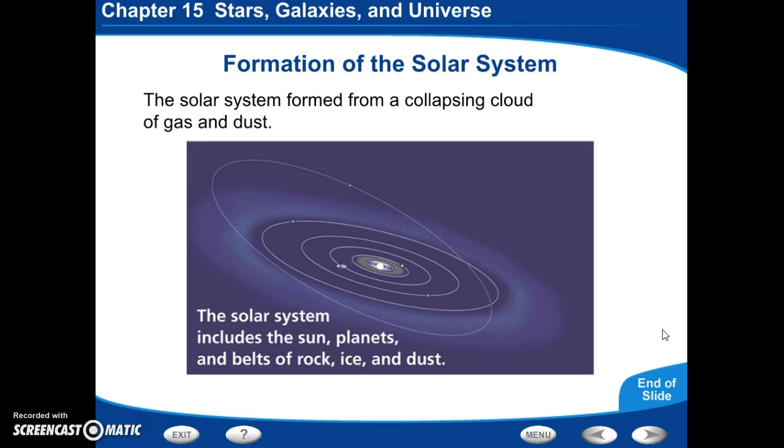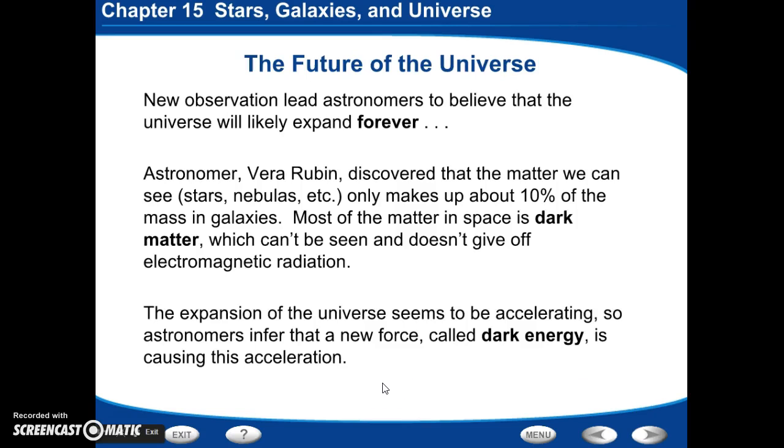Formation of the solar system. The solar system formed from a collapsing cloud of gas and dust. This is how we think solar systems are forming. That includes the sun, the planets, the belts of rock, ice, dust. Everything within our solar system is because of a collapsing cloud of gas and dust.